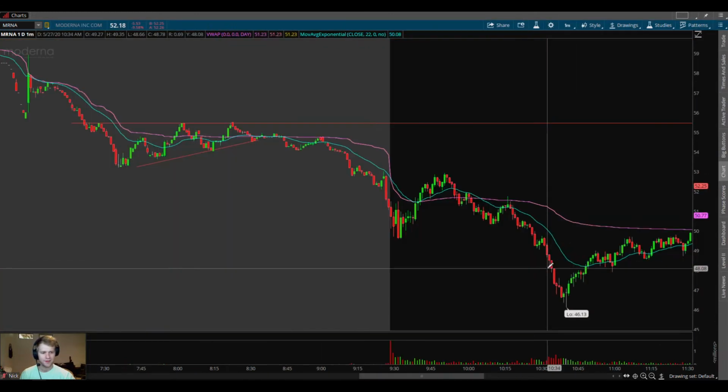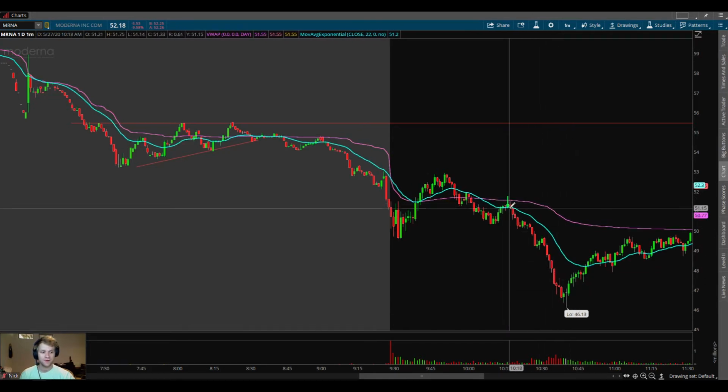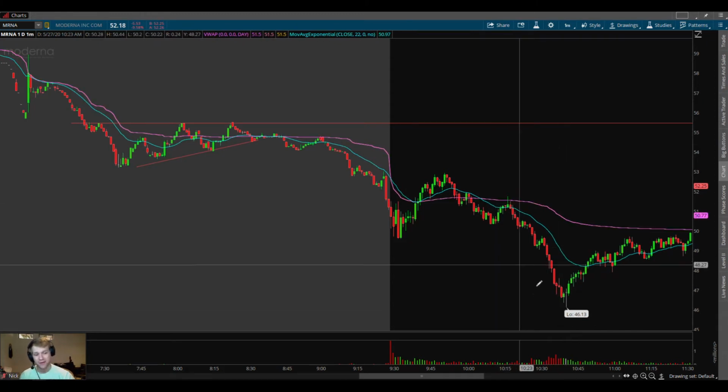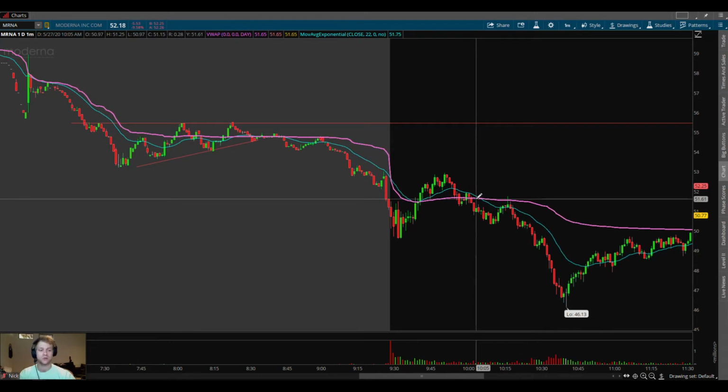Bam. Look at that. I'm just going to fast forward in here. This is that VWAP retest I'm talking about, and we failed. And we went from almost 52 to 46. That's a 6-point move from the VWAP retest. That right there is a beautiful trade. This is a textbook trade.